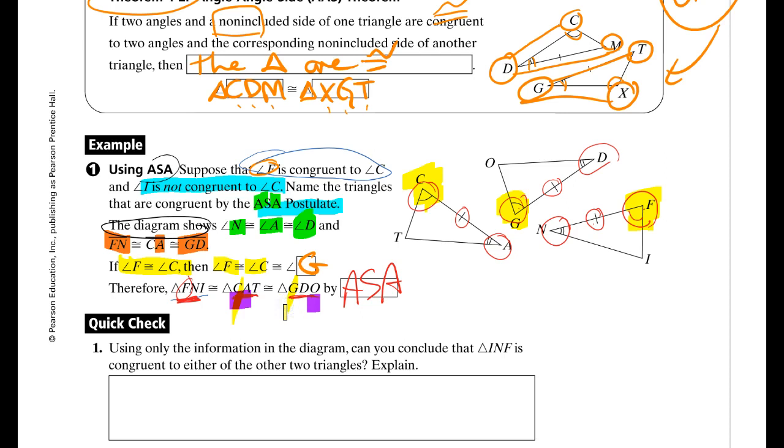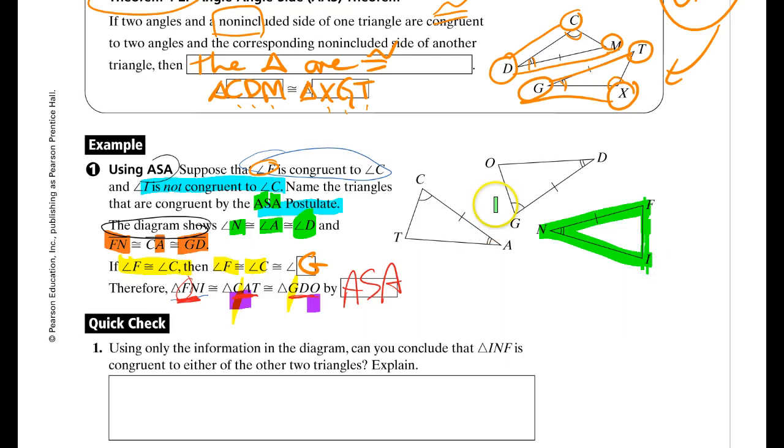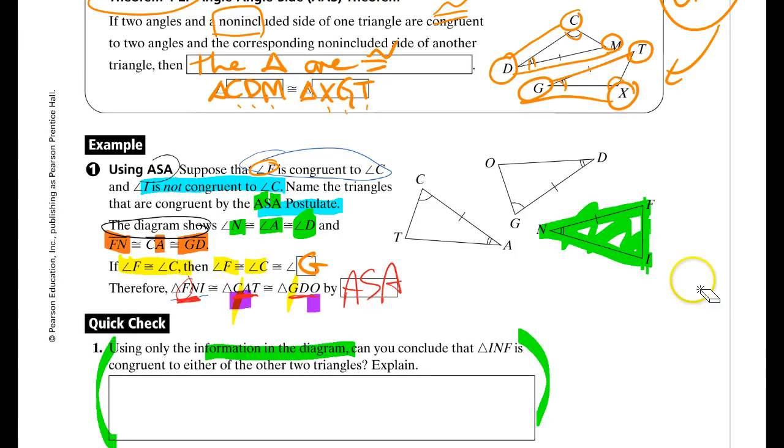Now, quick check. Using only the information in the diagram, can you conclude that triangle INF is congruent to either of the other two triangles? All you have is just the stuff in the diagram, not this little bonus here that C and F were congruent. That was the only thing they described to us up here. So can we say that INF is congruent to either of the other two? Wait a minute. Let's look carefully at this.